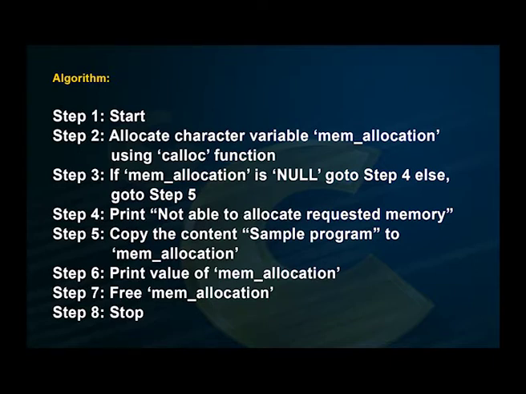Step 2: allocate character variable mem allocation using the calloc function. Step 3: if mem allocation is null, go to step 4, else go to step 5. Step 4: print not able to allocate requested memory. Step 5: copy the content sample program to mem allocation. Step 6: print the value of mem allocation. Step 7: free mem allocation, and step 8: stop.